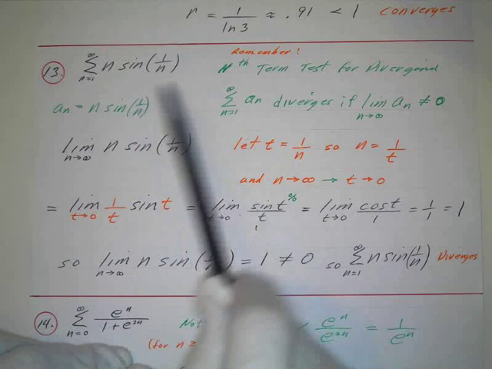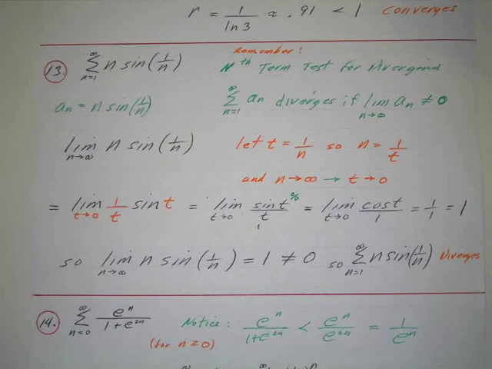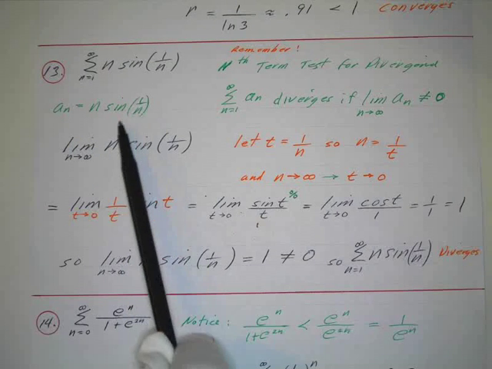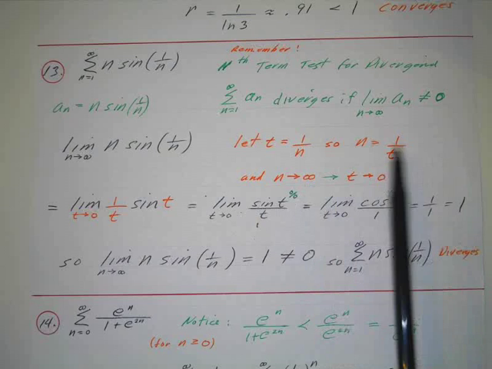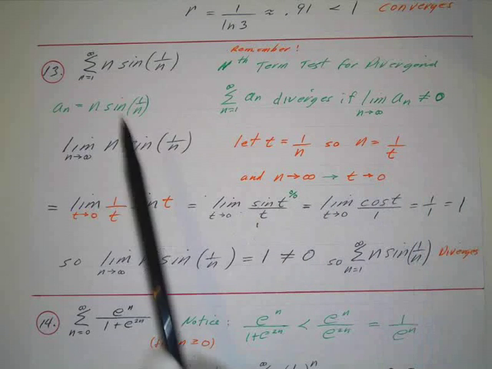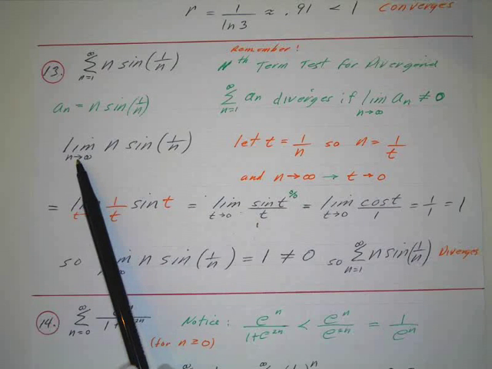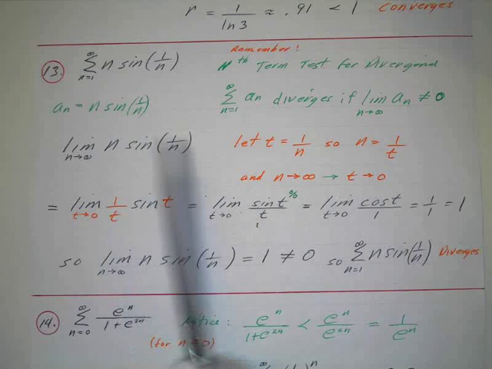So this looks like a familiar limit. We've done this before. And the way we deal with this is we're going to let a sub n be this term, n sine of 1 over n. And if we let t equal 1 over n, so n equals 1 over t. So therefore, as n approaches infinity, that's what we're going to test. We're going to test the limit of this term as n approaches infinity, the sine of 1 over n. So this is our nth term, so we're going to check this out.